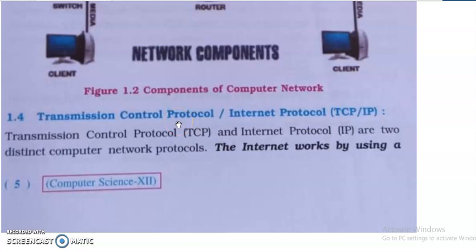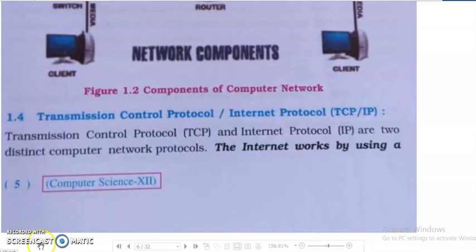Today in our class, we'll study about the Transmission Control Protocol and Internet Protocol. These are very commonly known as TCP/IP. These are very useful protocols for connecting computers and to establish a network of computers.